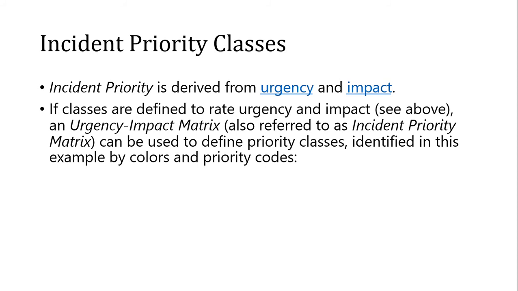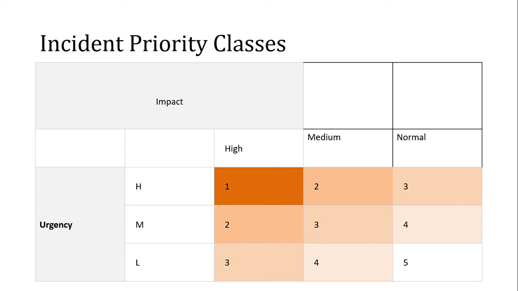For example, 2 into 2 is always 4. 2 into 1 is always 2. 2 into 3 is always 6. Similarly, if our impact is high and urgency is high, how are you going to name that ticket? Got it? Okay. Let's quickly get into the next video. This is what the priority classes are.